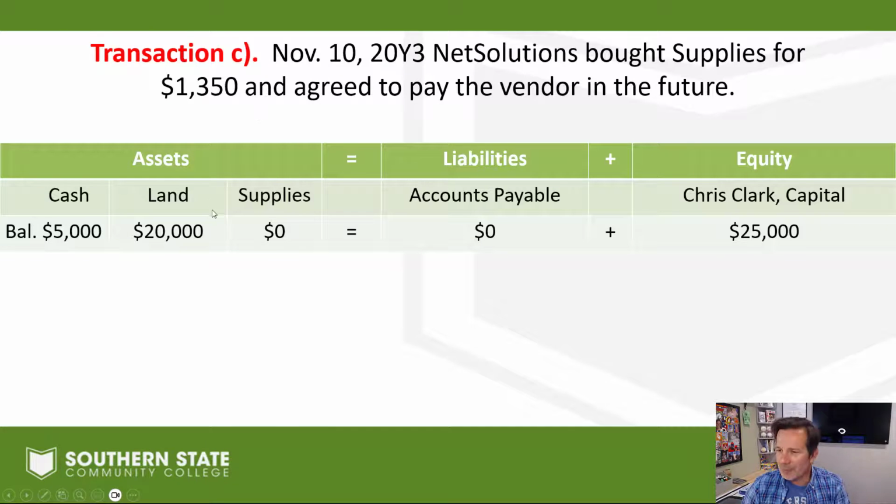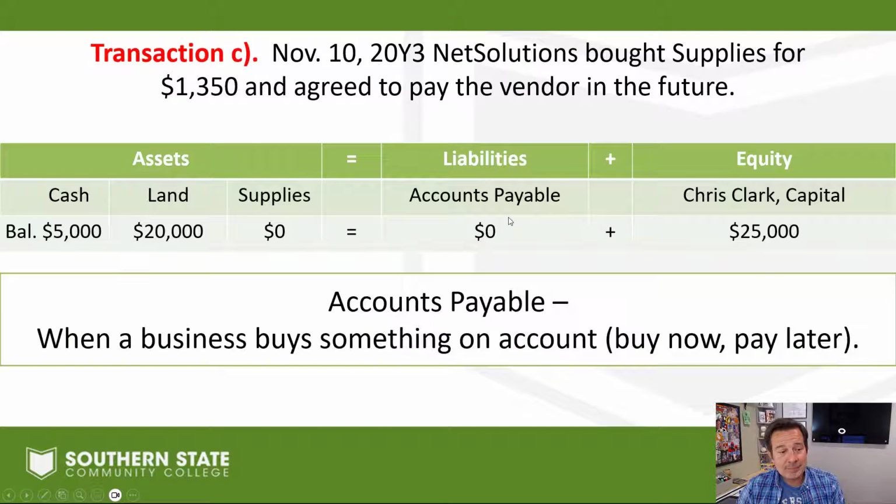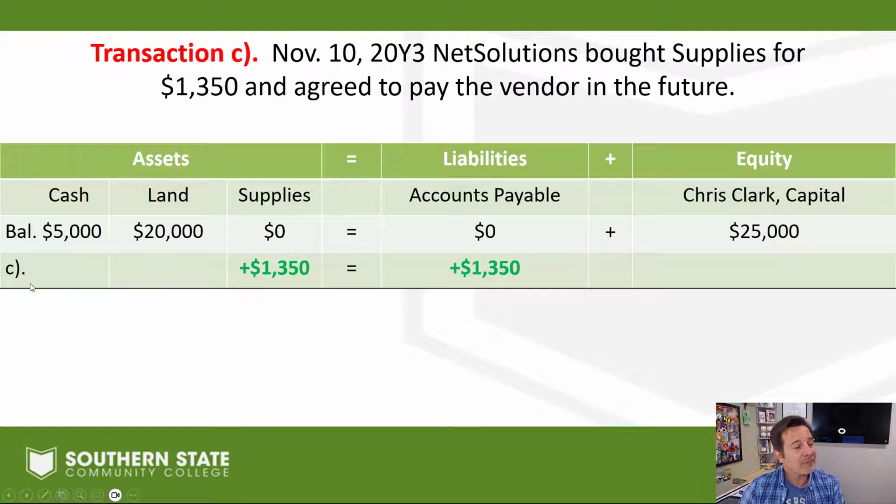All right, so let's go ahead and plug that into our accounting equation. $1,350. Our supplies are going to go up. That liability is going to go up. Accounts payable. Business buys something on account. We're buying now, we're paying later. Supplies, you can see, goes up $1,350. Our liabilities go up $1,350. I put $1,350 on one side, I put $1,350 on the other.